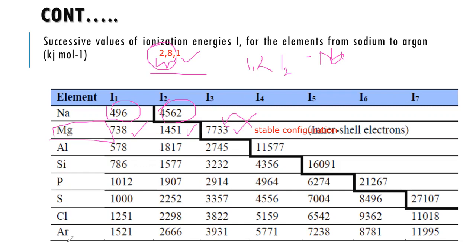Likewise, look here. After that, argon is a stable one. I1 is always high for argon, and I2 is also highest for argon. When you compare all elements, for each ionization energy, argon gets the highest one. Why? Because it always stays at the stable configuration. This is the reason why we are speaking about the successive values of the ionization energy.